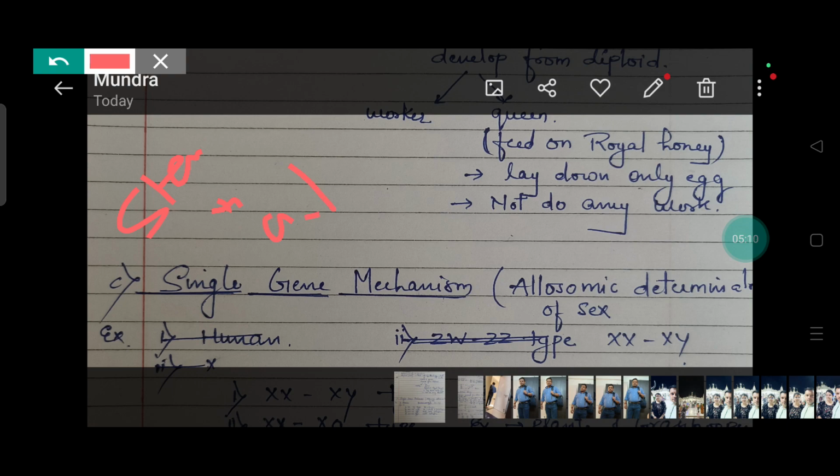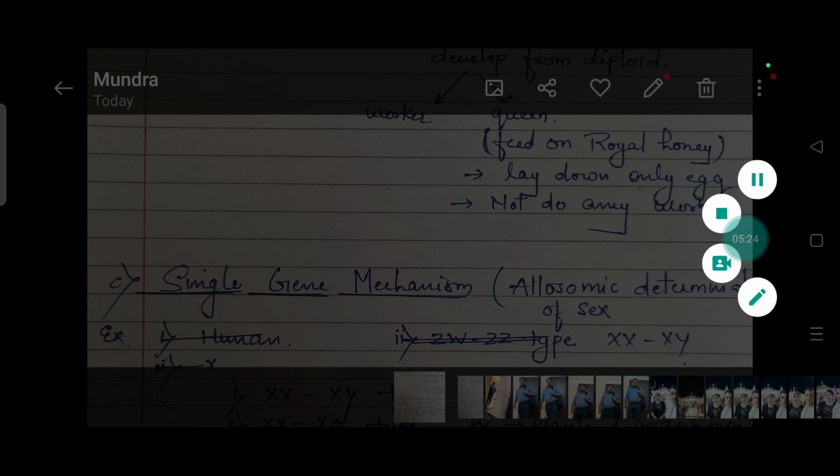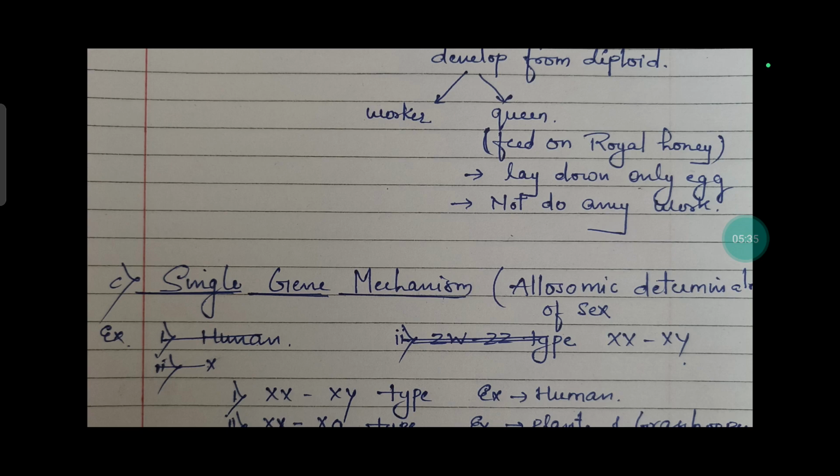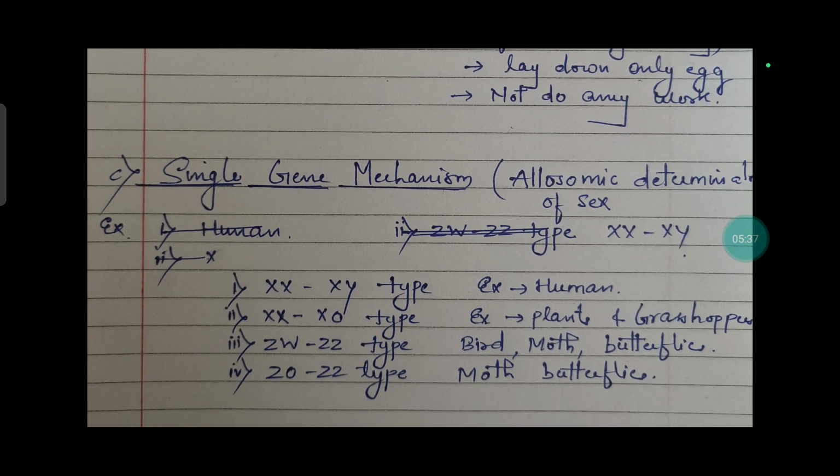Two types of processes we have learned in biology, that is anabolism and catabolism. Yes or no? So this is a type of digestion process. What type of metabolic activity is happening inside our body? This is not a sex determination process. So from my point of view, option C is right. Now just take a look at the fourth option also.